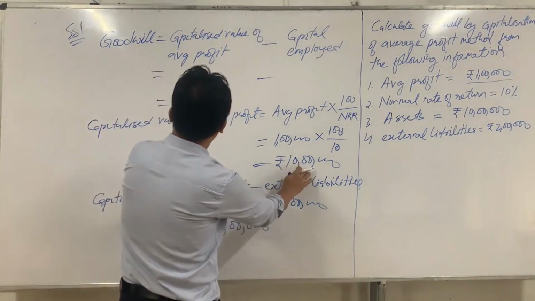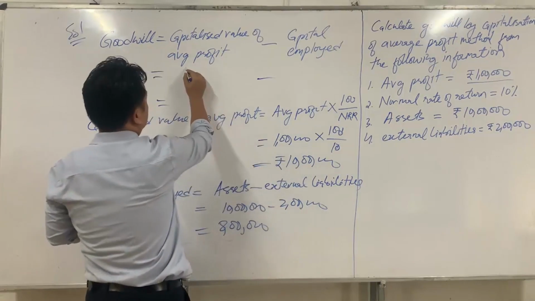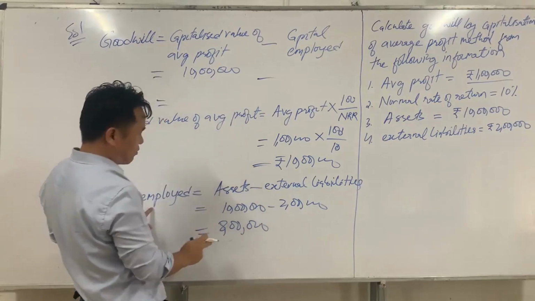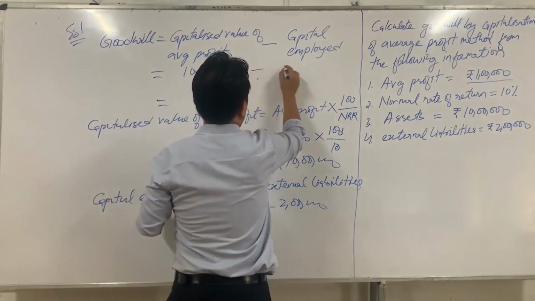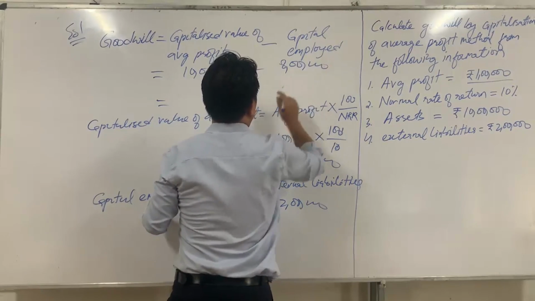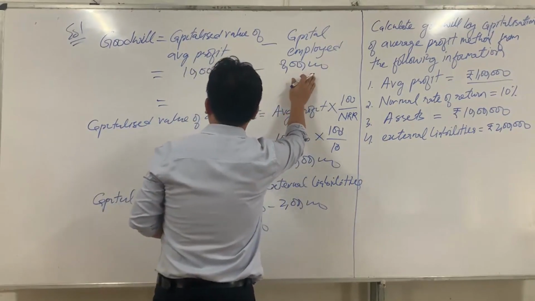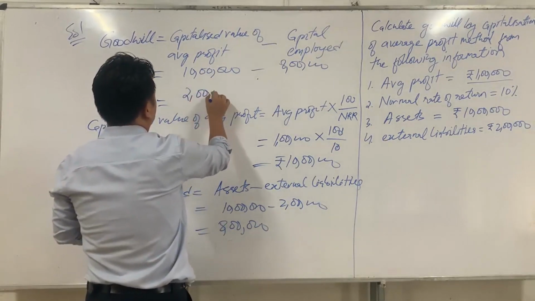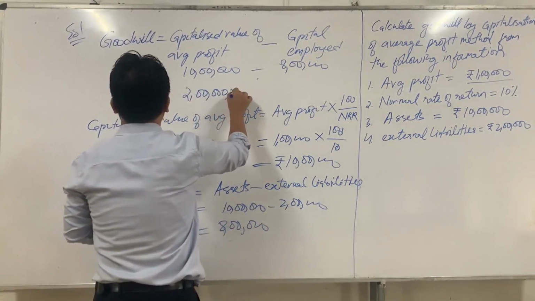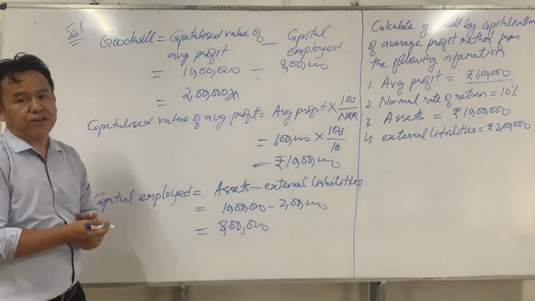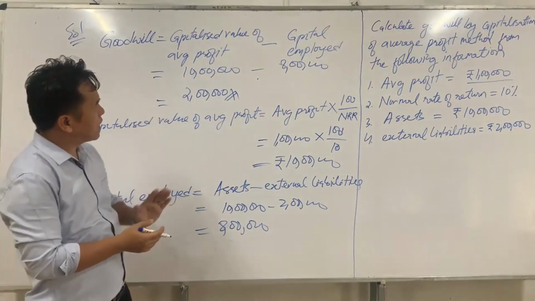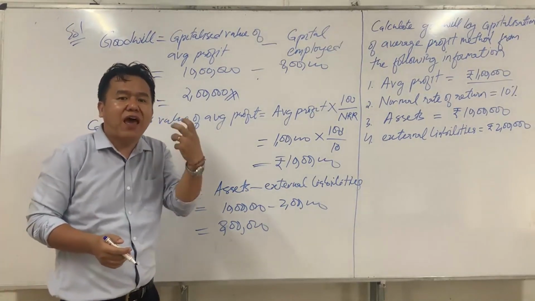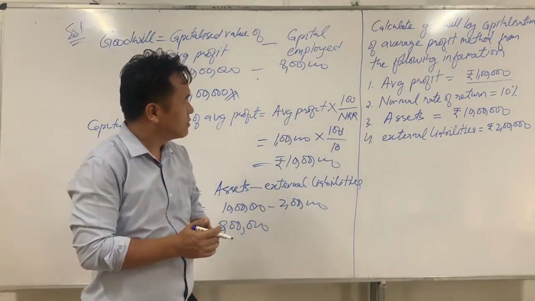Okay, so what is the capitalized value of average profit? 10 lakh. And what is capital employed? 8 lakh. So if we deduct 8 lakh from 10 lakh, how much do we get? 2 lakh. So 2 lakh is the goodwill of the firm. So this is how we calculate the firm's goodwill by using the capitalization of average profit method.